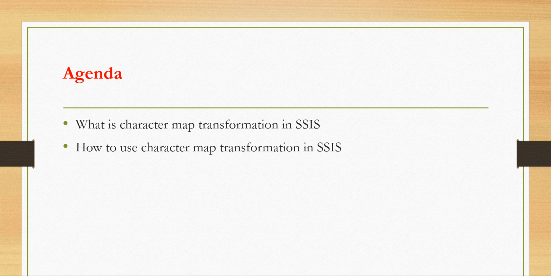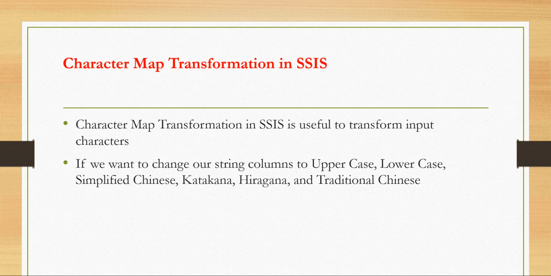The agenda is what is character map transformation in SSIS and how to use it. Character map transformation in SSIS is useful to transform input characters, if we want to change our string columns to uppercase, lowercase, Chinese, katakana, hiragana, and traditional Chinese. Okay, let's see.